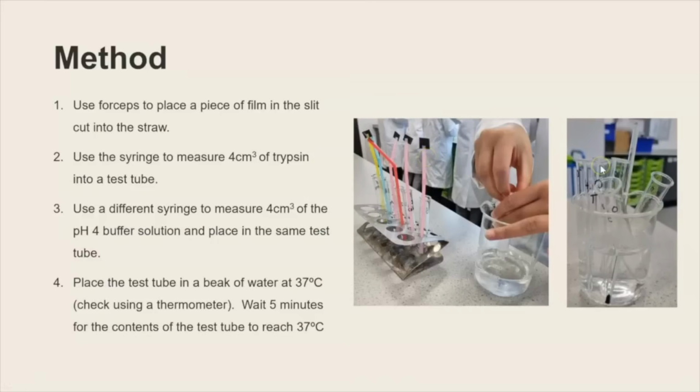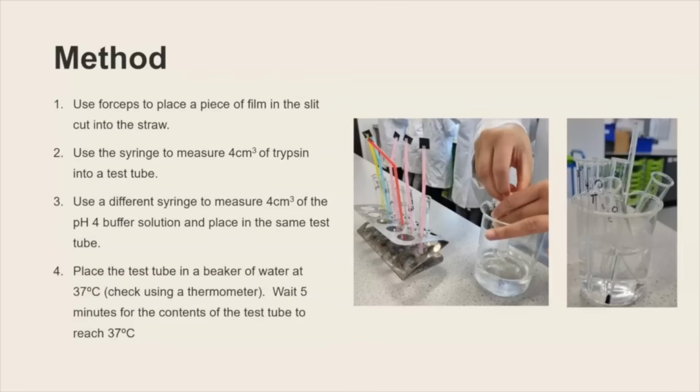Next, we're going to use a syringe to measure out 4 centimetres cubed of the enzyme trypsin and put that into a test tube. Next, we're then going to measure out 4 centimetres cubed of a pH 4 buffer solution and put that into the same test tube. And then that test tube is placed into a beaker with water at 37 degrees C, and that is acting as your water bath. We leave that for 5 minutes, and the reason it's 5 minutes is to allow enough time for the liquid within the test tube to reach the temperature of the water bath, which is 37 degrees C.